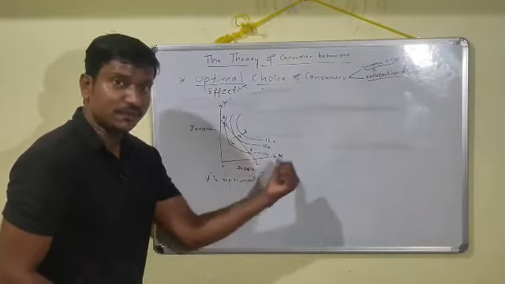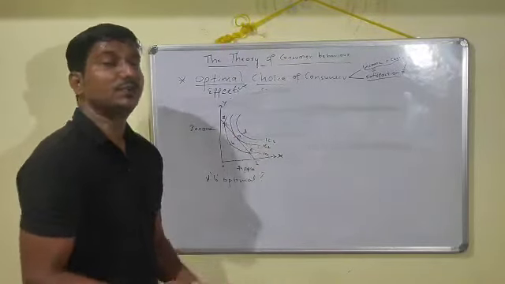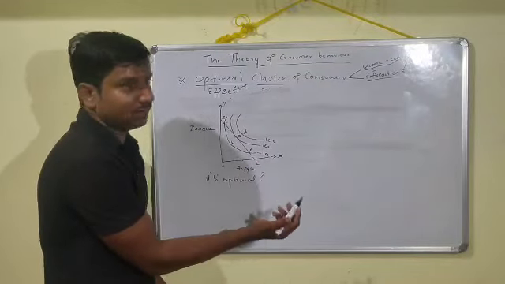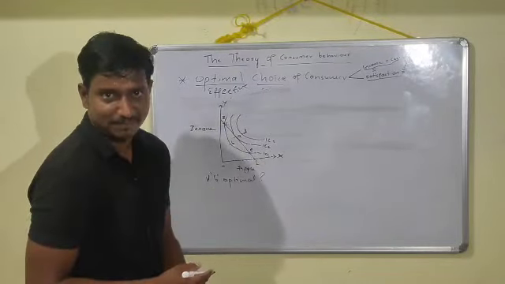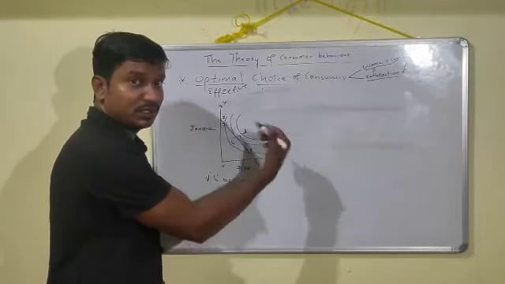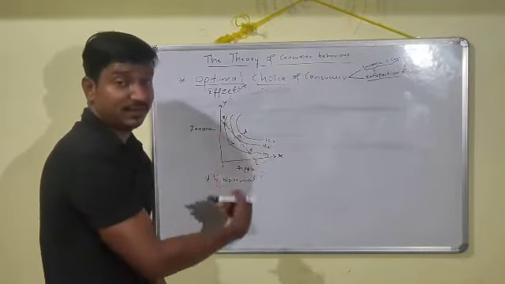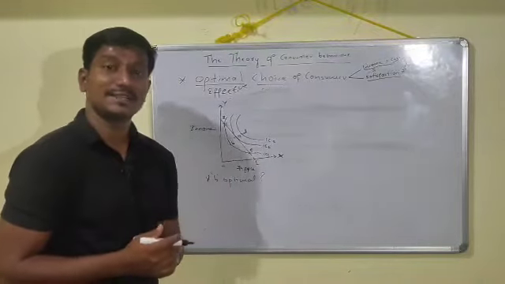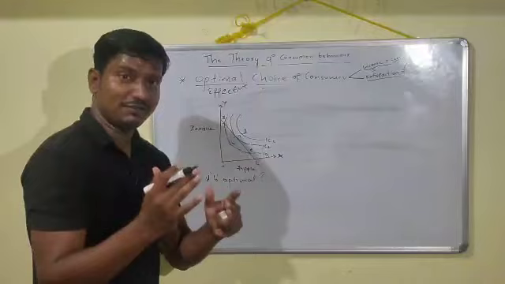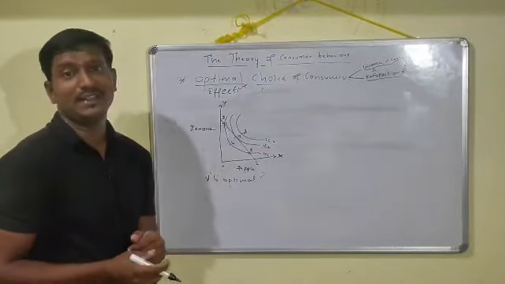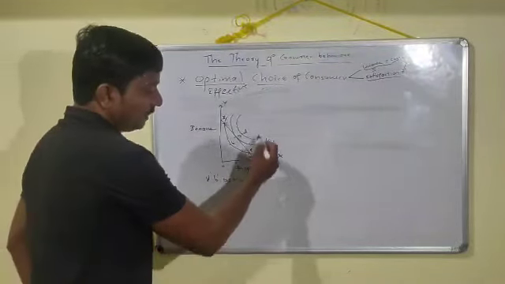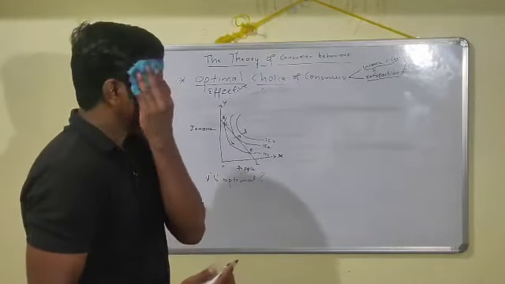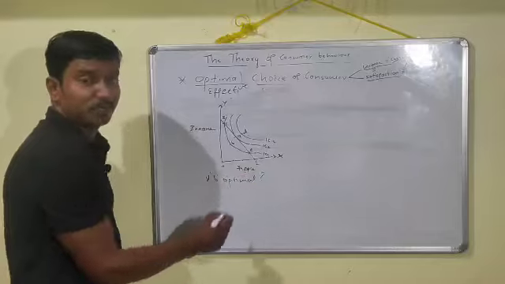These different indifference curves give different levels of satisfaction. If I analyze these three, IC1 gives a lower level of satisfaction compared to IC2 and IC3. IC2 gives a lower level of satisfaction compared to IC3 and a higher level than IC1, whereas the last, IC3, gives a higher level of satisfaction compared to IC1 and IC2. So these are the different indifference curves which give different levels of satisfaction, and this is the income level.